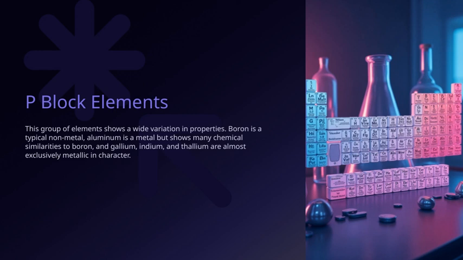Then we have gallium, indium, and thallium, which are almost exclusively metallic in character, showing typical metal traits like high conductivity and malleability. This diversity in properties really underscores the complexity and richness of the P-block elements. It also emphasizes how, even within the same group, elements can vary widely, which is a key point as we explore the periodic table as a whole.